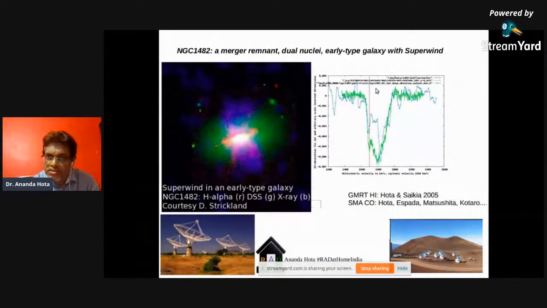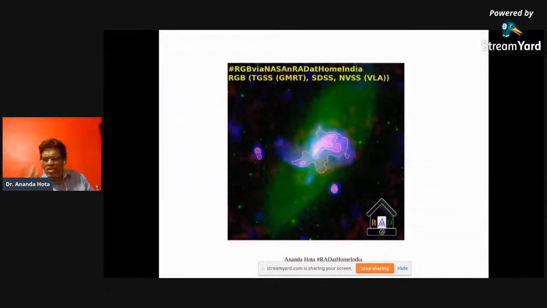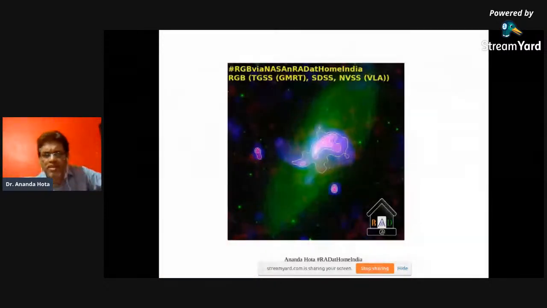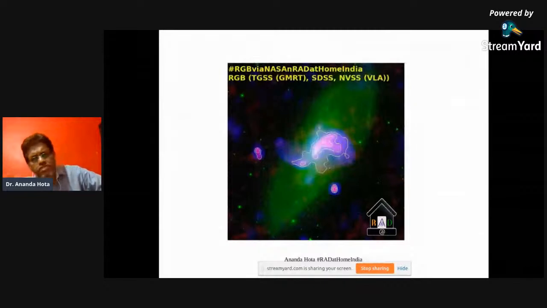This is the center of the galaxy. This is the outflow, blue shifted towards us. It is coming. And with the SMA telescope, cold molecular gas can also be seen, and that is also being blown away. So when the central outflow is blowing away cold gas, atomic hydrogen, molecular gas, and so on, where will the stars form from? That is what leaves this merger remnant basically devoid of fuel to form stars, and it will ultimately become a red and dead galaxy.